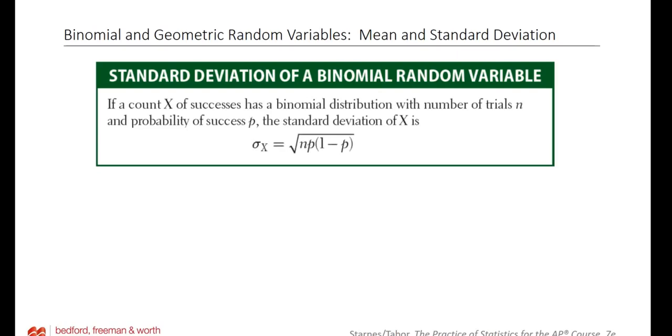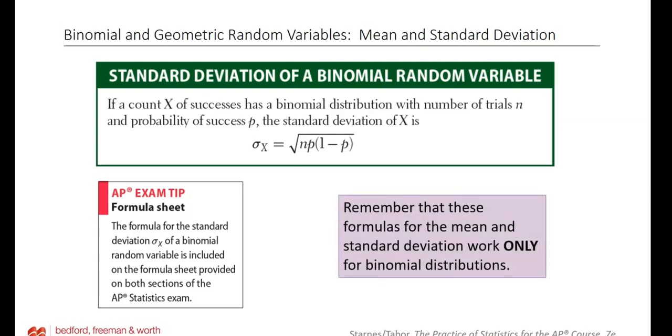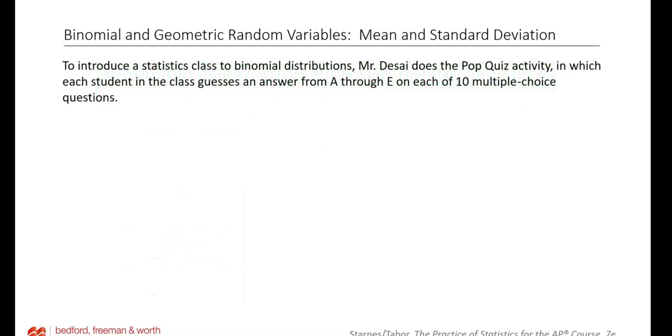Standard deviation is square root of n times p times the third thing. I call this Q, but it's probably a failure or the complement of the probability of success. So if success was 0.8, this would be 0.2. So it's just the complement of that. So that's standard deviation for binomials only. So it's a special formula for binomials. They only work for binomials. These are not for everything else.